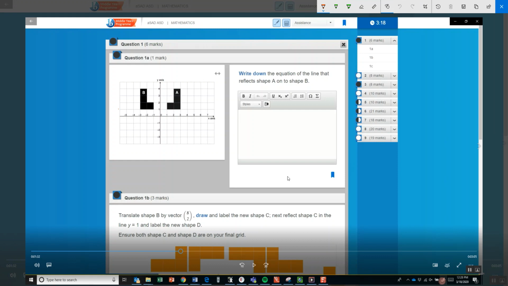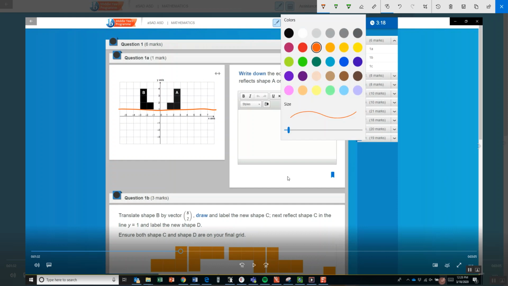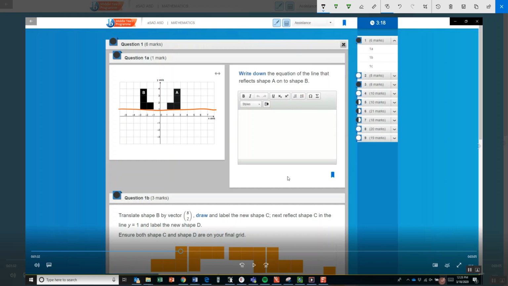Alright, so y equals 1 is this line. Imagine that is a mirror, and we're looking down on top of this. Where is A going to reflect if this is a mirror? Yeah, smack bang underneath it. This point is going to reflect down to here, and this is going to go along like here, 1, 2, 3 up. Badly drawn, but it would reflect like that if it was reflecting in the line y equals 1.